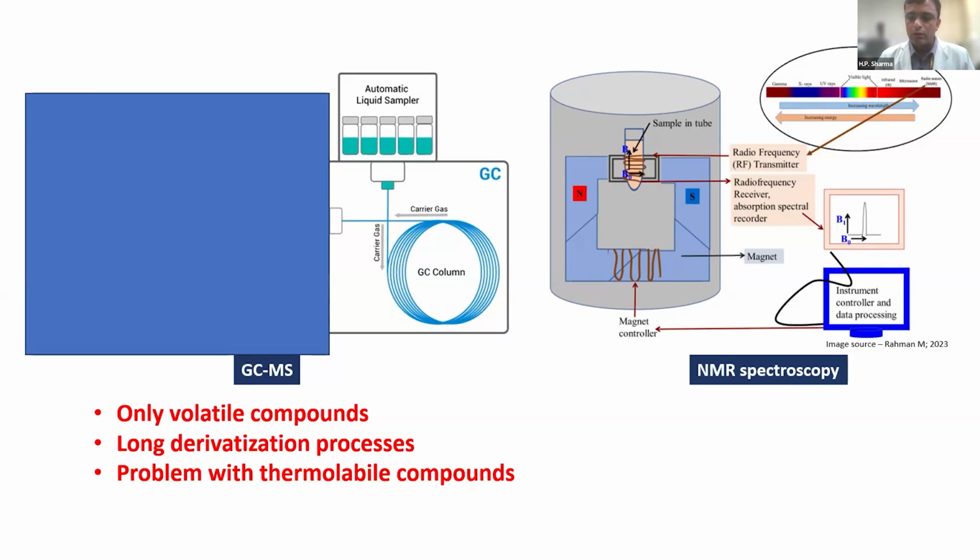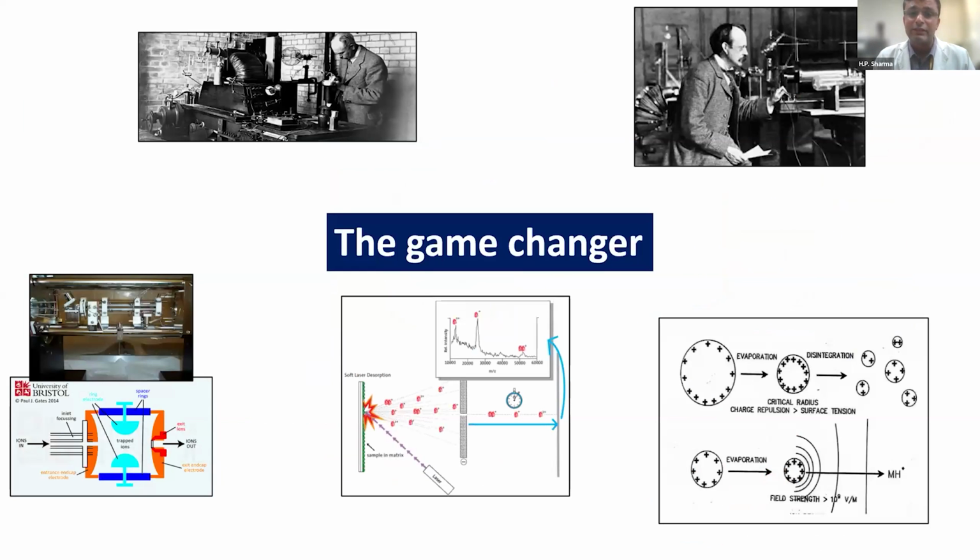So what is the problem with NMR? NMR has low sensitivity, poor resolution, and the instrument is extremely costly. So what could be the game changer? The game changer here is mass spectrometry. If I talk about mass spectrometry, then I should give you some details about the current mass spectrometer which is in my laboratory, maybe in many of your laboratories.